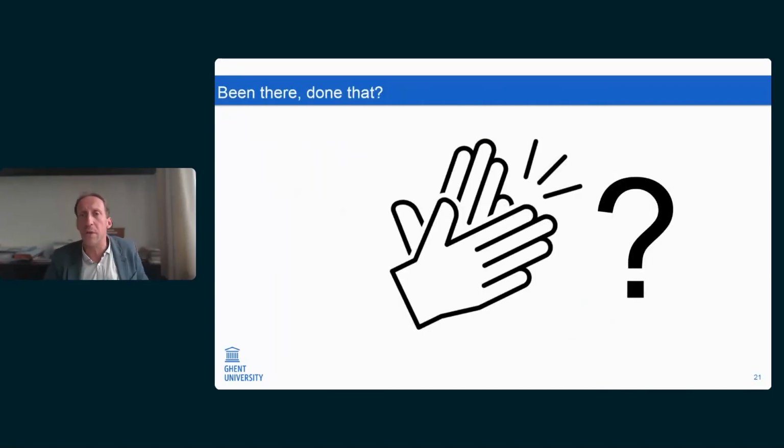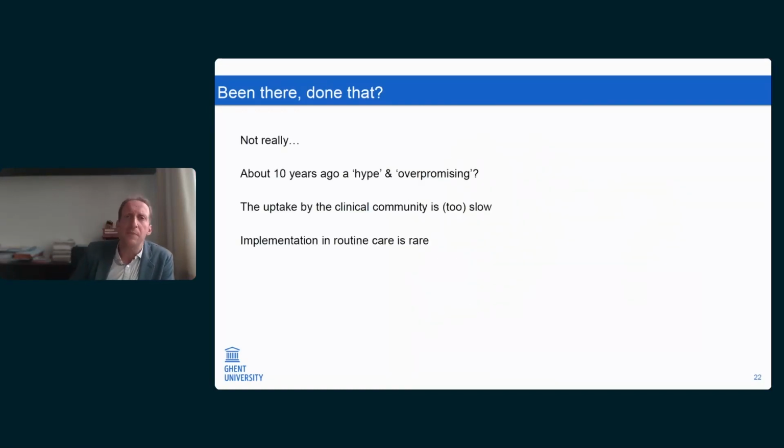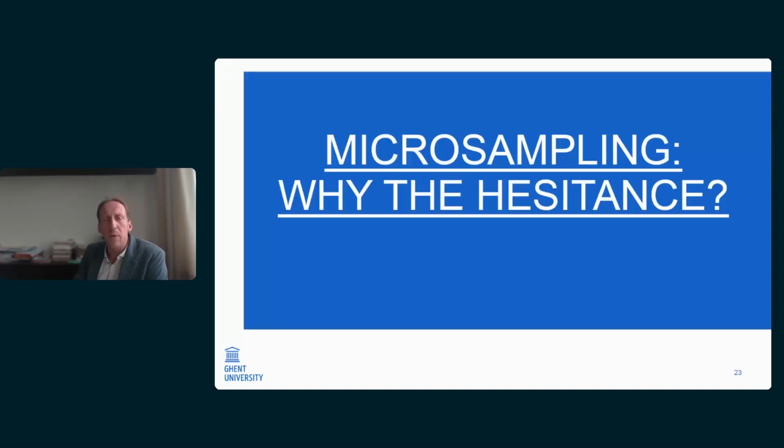So you could think, okay, there's already such a wide variety of applications, such a wide variety of analytes for which dry blood microsampling has been shown to work. So can't we just say, okay, been there, done that, and move on and just start applying it? I would say not really. About 10 years ago, there was a bit of hype, and sometimes there was some over-promising that with dry blood microsampling, we could do sort of everything. But if we look in the clinical community, if we look at the real implementation in routine care, then this is actually quite rare. And so actually this uptake by the real clinical community is really actually slow.